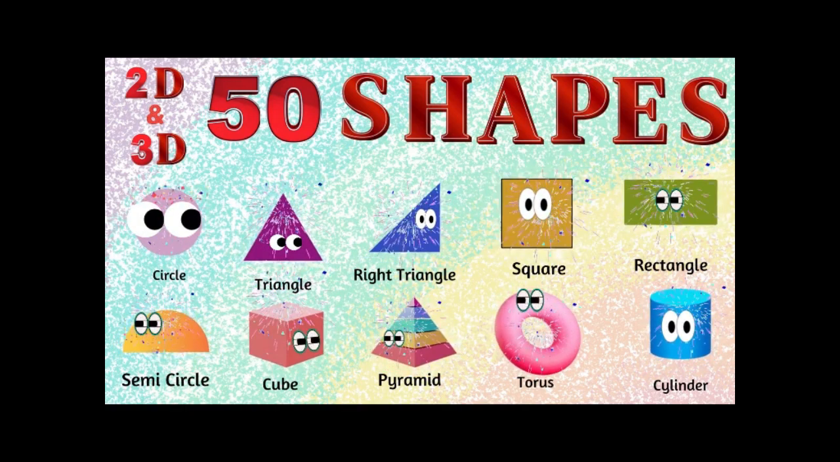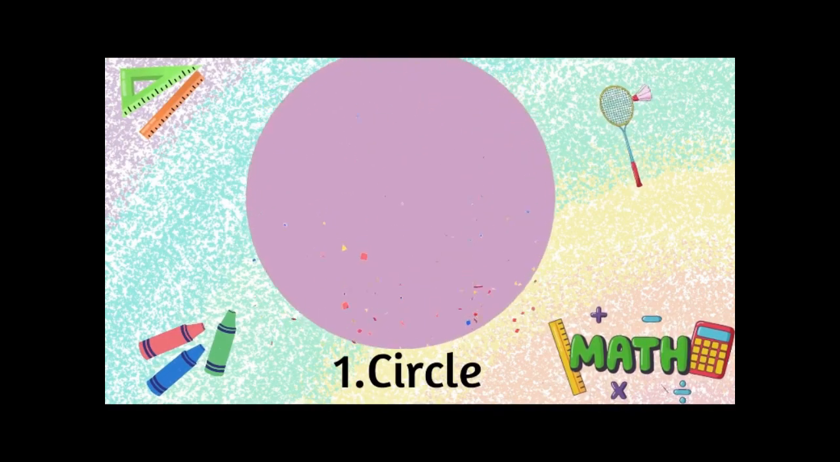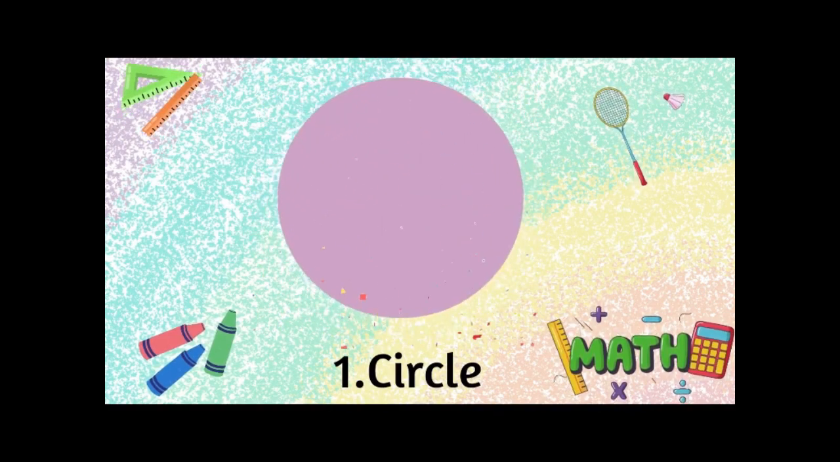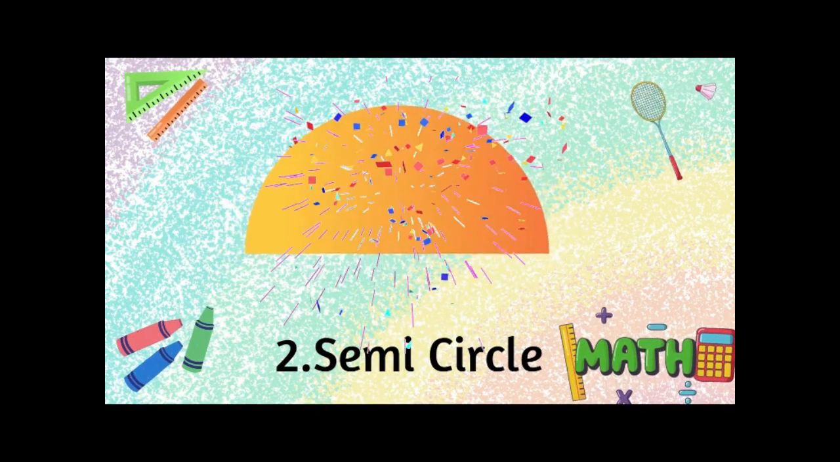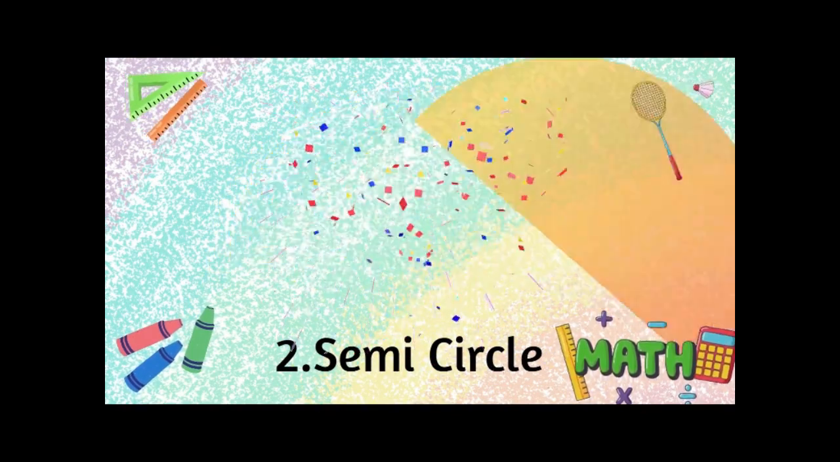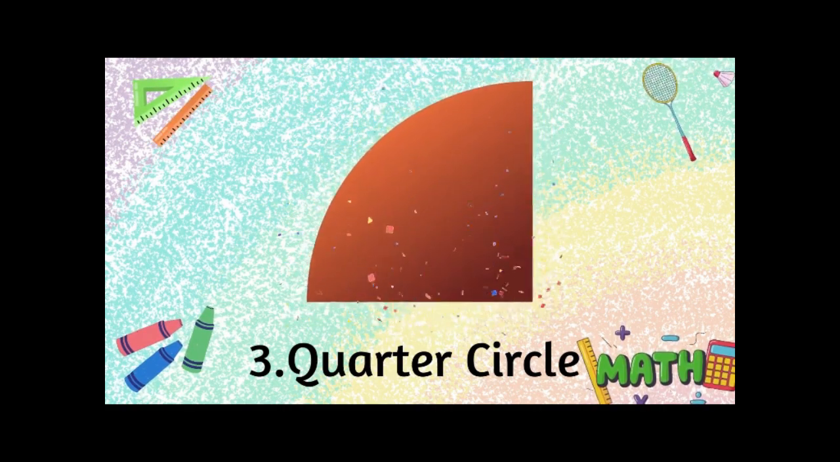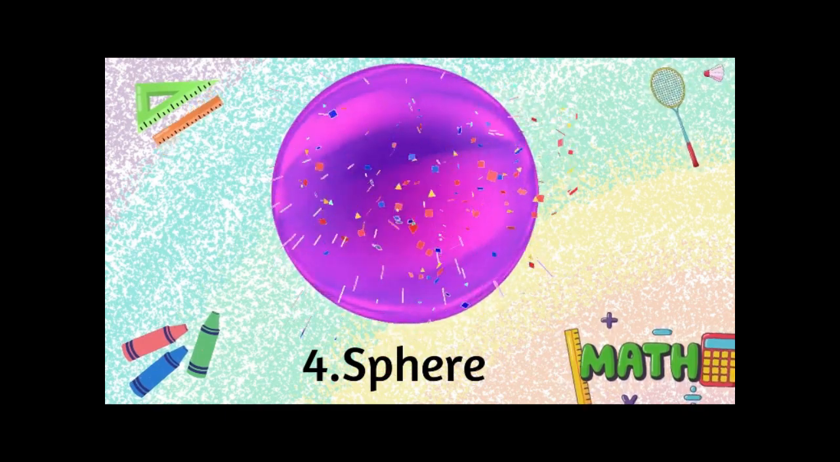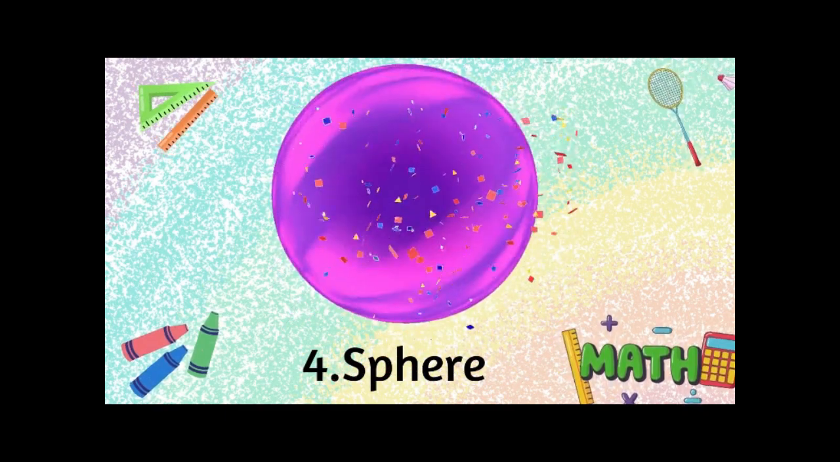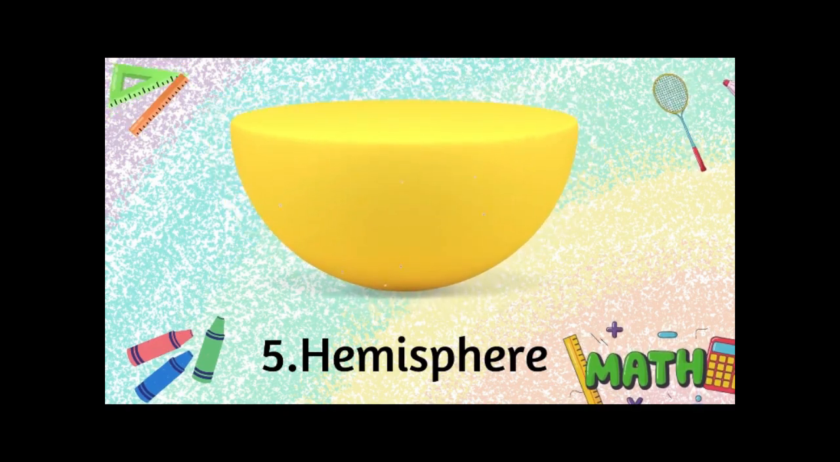We are shapes. Yes, we are shapes. Circle. Triangle, rectangle, circle, oval, square. Triangle, semicircle. Circle, oval, square. Quarter circle. I'm a circle, round and round. Sphere. Hemisphere.